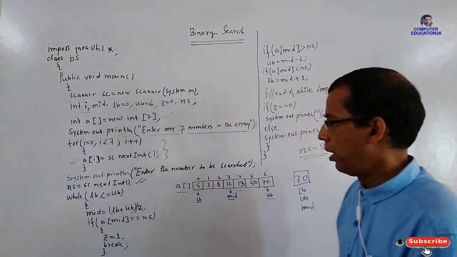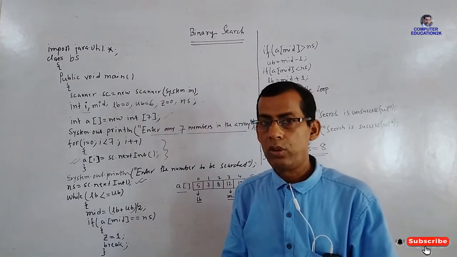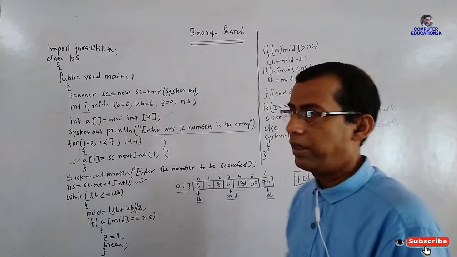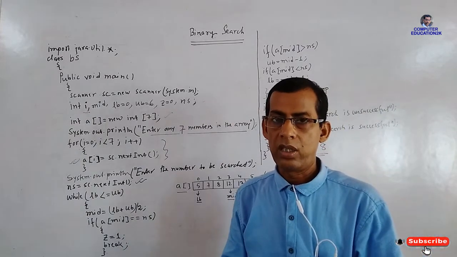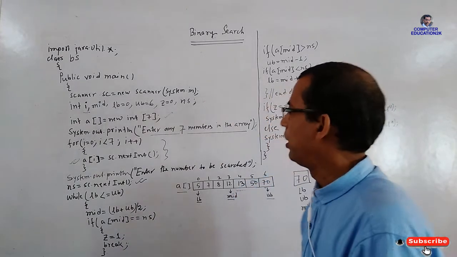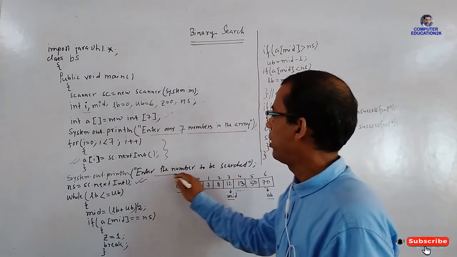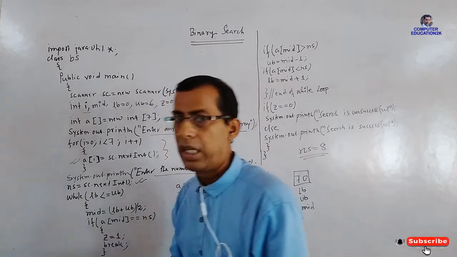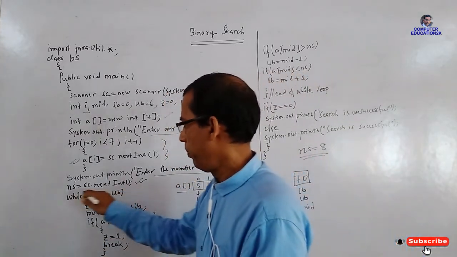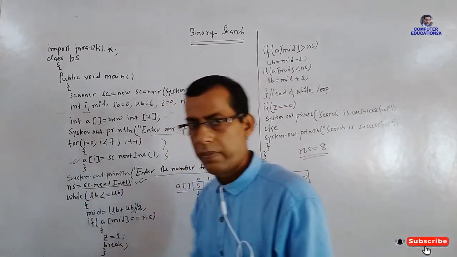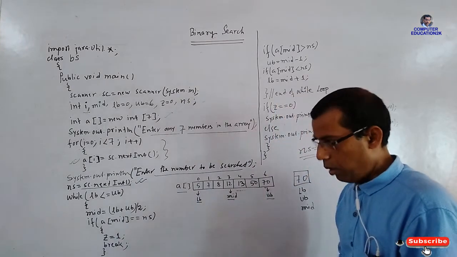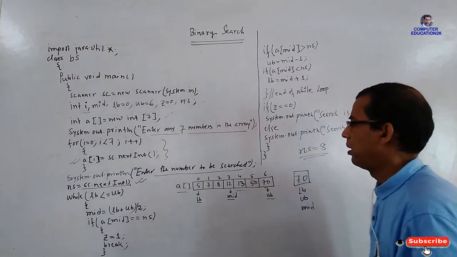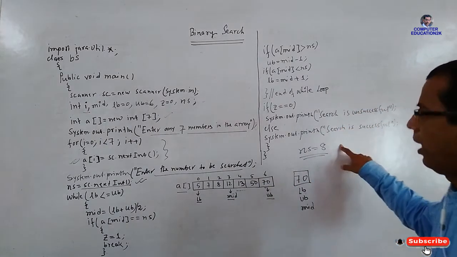Now when you execute the program, the computer will ask to enter a number to be searched. The number that you will search, that also you have to enter. That's why we have given here a message: enter the number to be searched, and that search number will be entered by this line in NS. Now suppose you want to find the number 8 from the array.